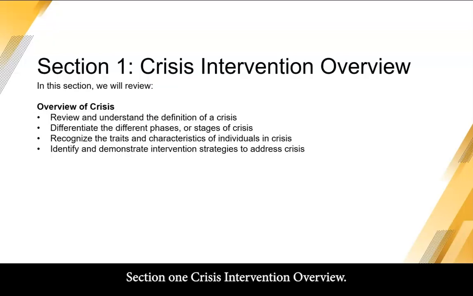Section 1, Crisis Intervention Overview. In this section, we will review an overview of a crisis, review and understand the definition of a crisis, differentiate the different phases or stages of a crisis, recognize the traits and characteristics of individuals in crisis, and identify and demonstrate intervention strategies to address crisis.